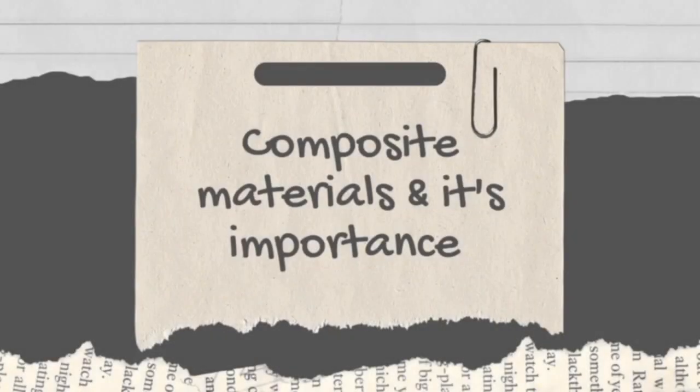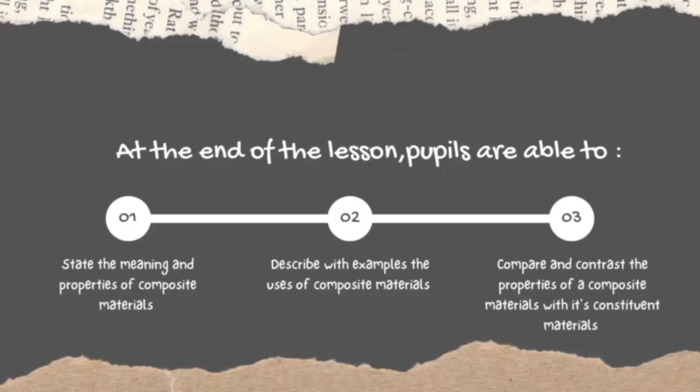Composite materials and its importance. At the end of the lesson, pupils are able to first, state the meaning and properties of composite materials. 2. Describe with examples the uses of composite materials. And 3. Compare and contrast the properties of a composite material with its constituent materials.